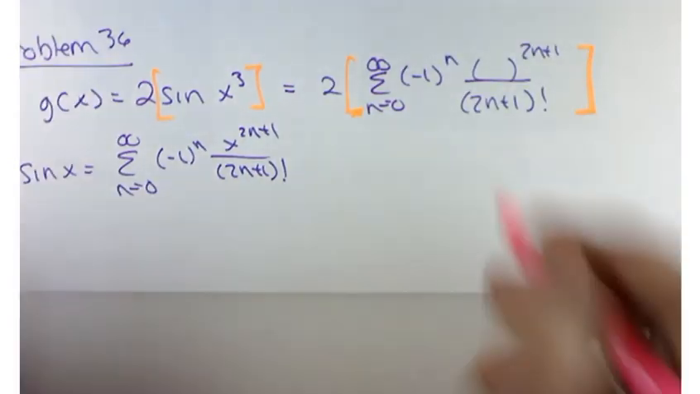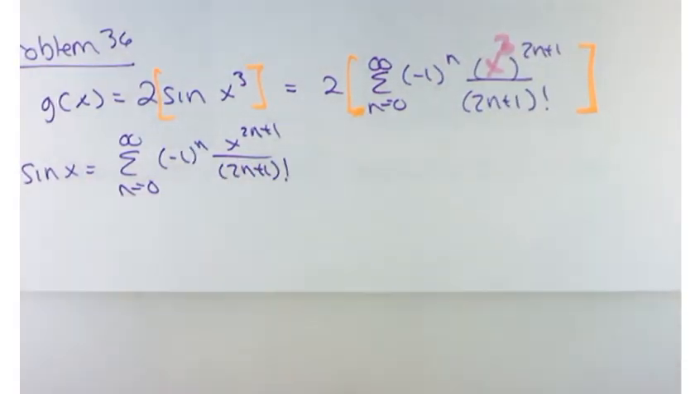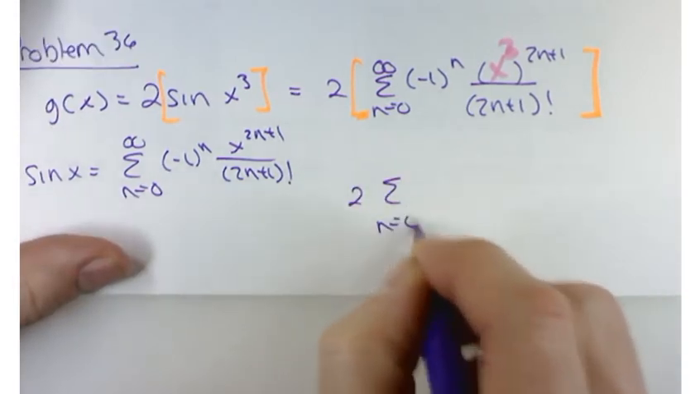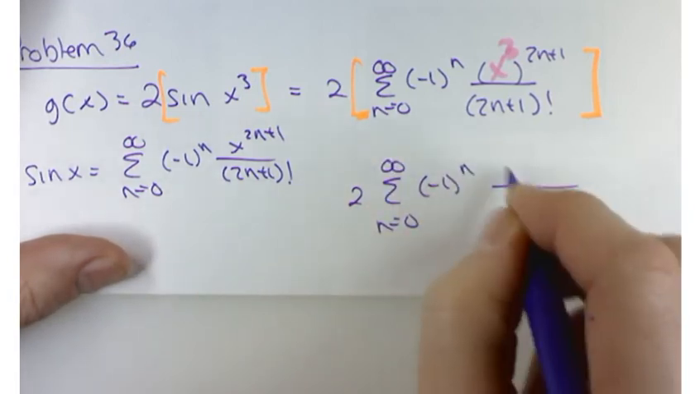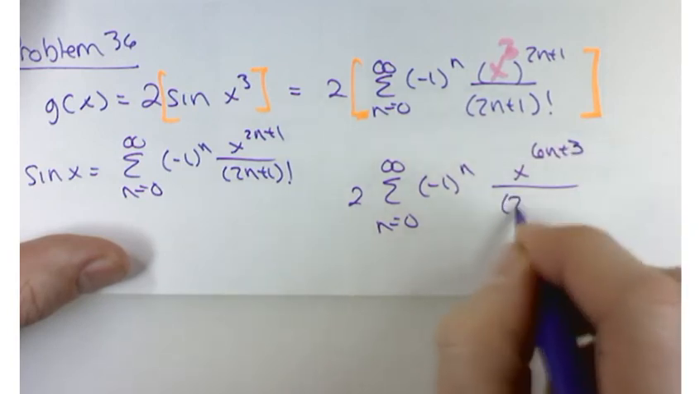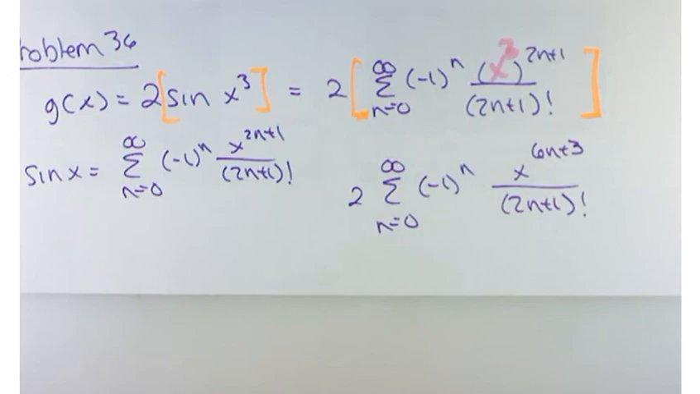So it's going to be x cubed instead of x. And that exponent is going to multiply. We'll get twice the summation from n equals 0 to infinity of negative 1 to the n, x to the 6n plus 3 over 2n plus 1 factorial. That's it. There's your answer.